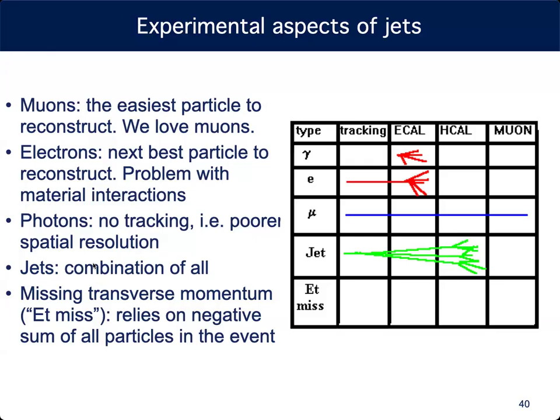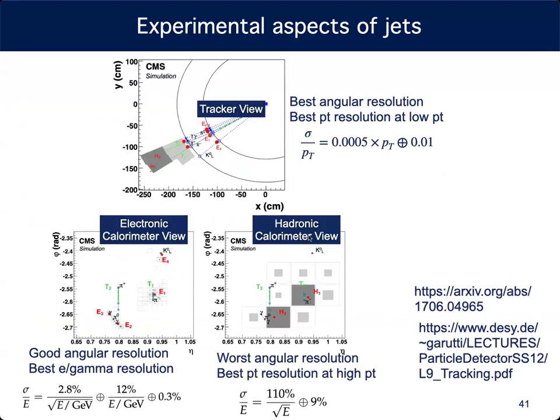Jets means that you have to combine everything together. So their resolution is the worst. It's just what it is. And missing transverse momentum is even worse than that because all you're doing is taking the sum of everything else that you calculated in the event, calculating their vectorial sum, putting a minus sign on it and saying, yay, there's SUSY. Maybe not. So that's the hardest thing to look at.